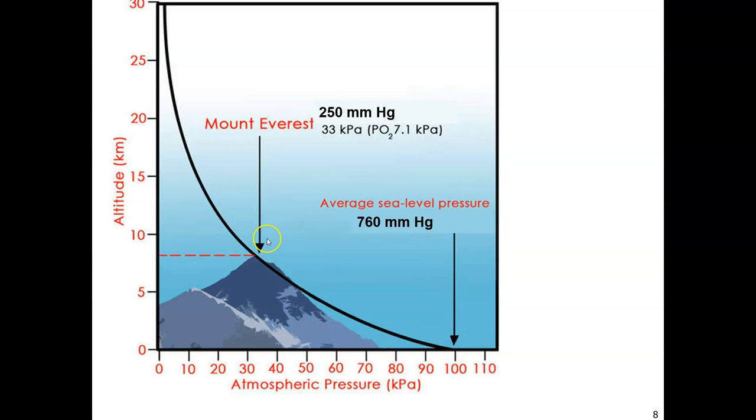If we go to the top of Mount Everest, that's going to drop to 250 millimeters of mercury. So the pressure drops depending on where we are compared to sea level. Because as I mentioned before, down at sea level, you have a lot more components pushing down on you versus at the top of Mount Everest. You have fewer molecules of gas pushing down at you on Mount Everest versus at sea level.